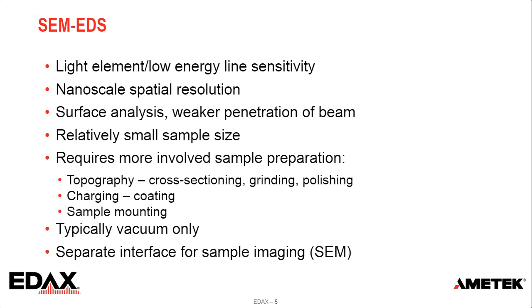So typically SEM is vacuum only. Some SEMs have the option to use a low vacuum mode to help you mitigate the charging artifacts on your sample. For SEM-EDS, we use a separate interface for sample imaging, like the SEM images. They are captured by the secondary electron detector or backscatter electron detectors mounted on the SEM column.